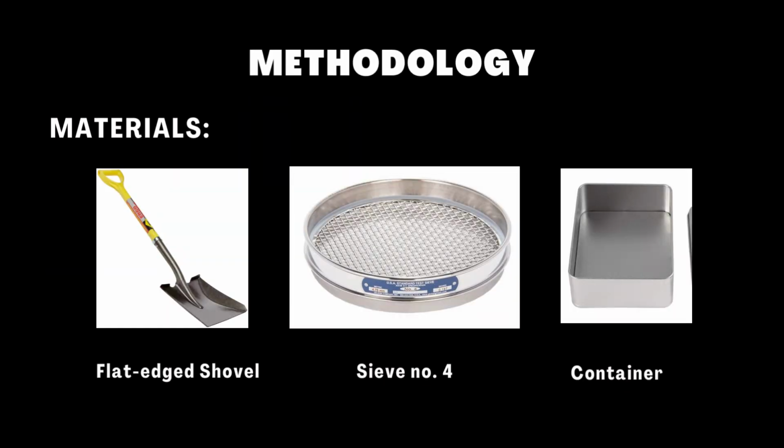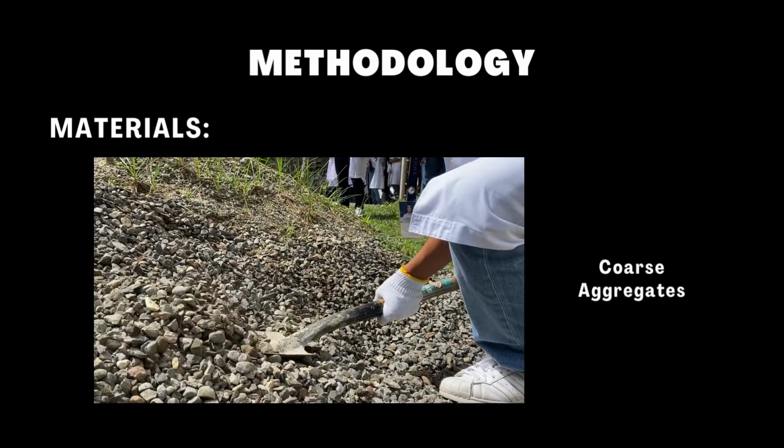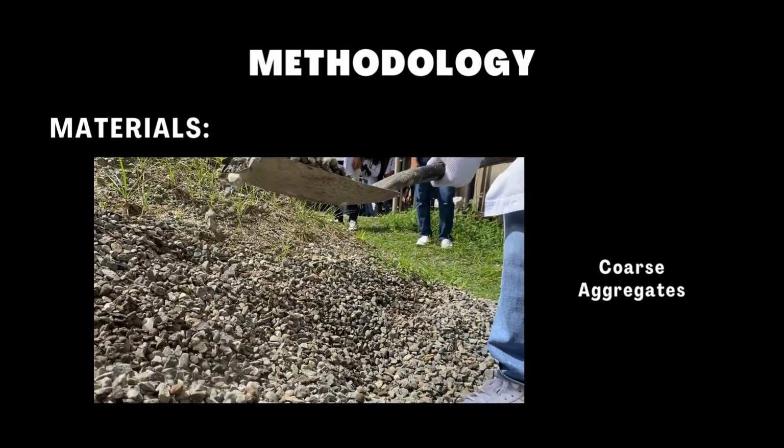The materials and equipment used in this experiment are a flat edge shovel, container for testing sample, sieve number 4, balances and scales, drying oven, and most importantly, the coarse aggregates.